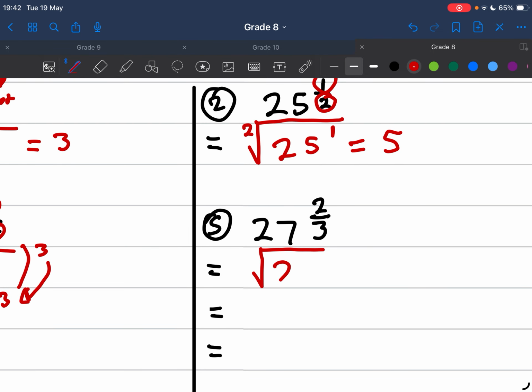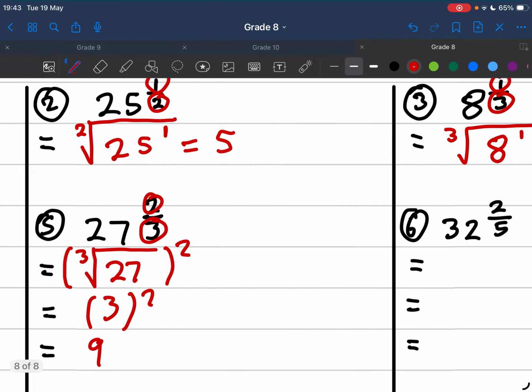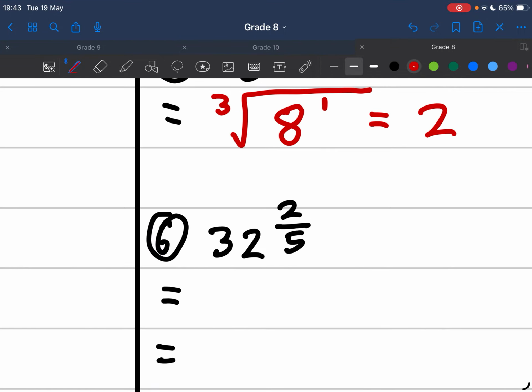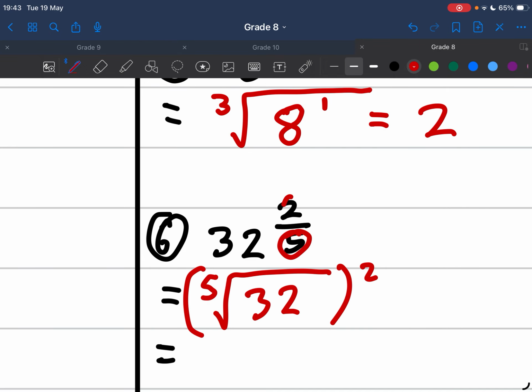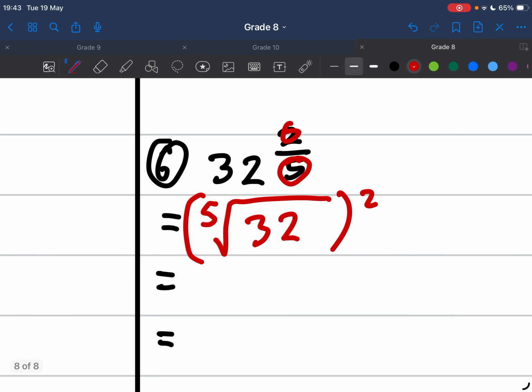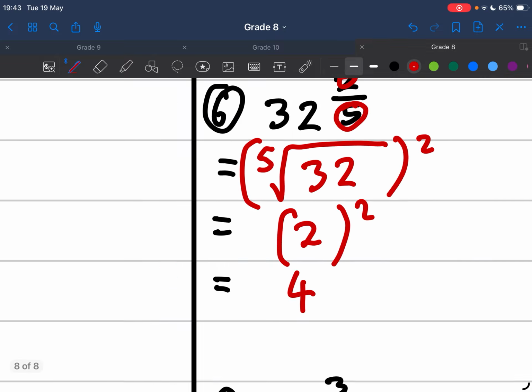Put a third, put your base. The 3 goes here. So you know the cube root of 27. Let's say we do that first, and we can square it second. The cube root of 27 is 3, and then we square that, which gives us 9. Maybe you should pause the video and try this one. We put a third, 32, and we put this 5 over there. Then we put a bracket and square it because of the 2 there. The fifth root of 32 is 2, and then if you square that, it becomes 4.